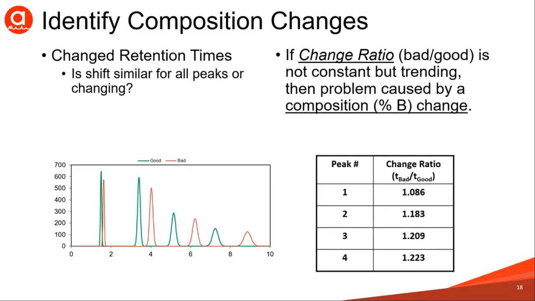Change ratios for this example are shown here, and you can see they are not constant and they are increasing in this particular series because retention is increasing. In this case, we have a weaker mobile phase, causing longer retention.